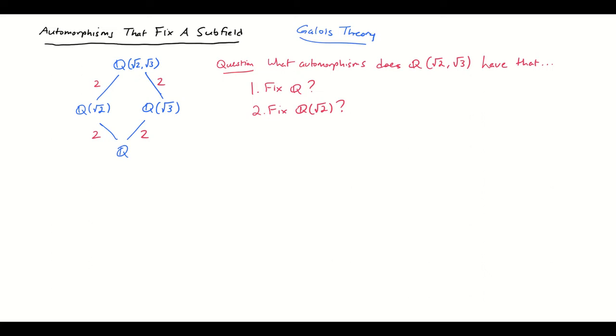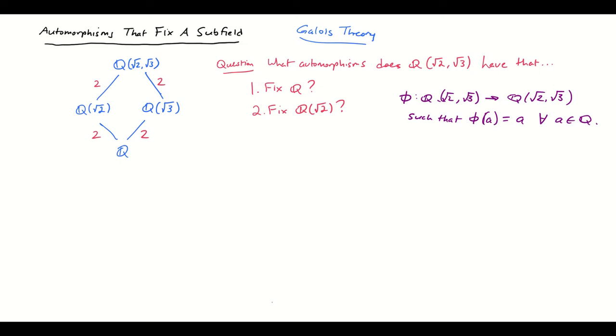The first question that we're going to ask and explore is, what automorphisms can we find of the field Q adjoin root 2 and root 3? So in other words, automorphisms phi from Q adjoin root 2 and root 3 to itself, such that phi of a is equal to a for every a in the rationals. So we're looking for all automorphisms of this extension field that fix every rational number.